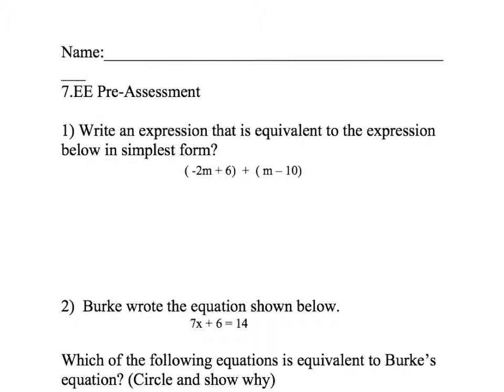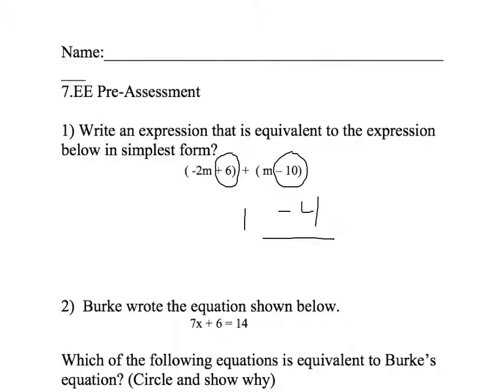The first question asks: write an expression that is equivalent to the expression below in simplest form. Simplest form means that you combine everything that you can combine, and then you're left with an expression. So the first thing you want to do is circle the constants. Positive 6 and negative 10 are the constants. So you combine those two: positive 6 plus negative 10 is negative 4.